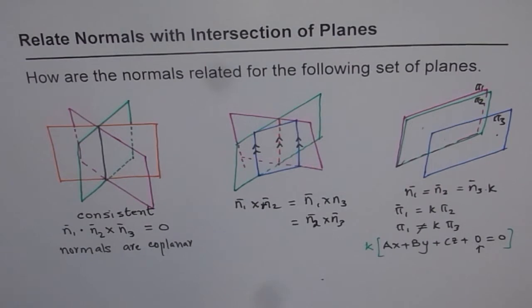So that is how you can relate the intersection with the normals when three planes are being considered at the same time.